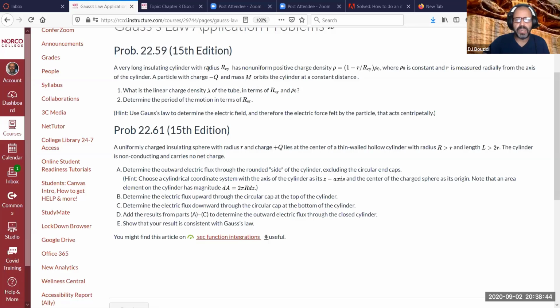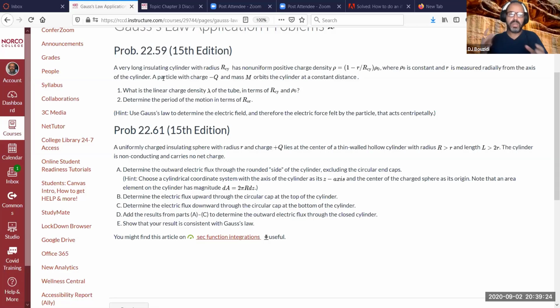So, a very long insulating cylinder with radius R cylinder has a non-uniform positive charge. You see, this is not a uniform charge. This is not like what I did earlier where you take a rho outside of the integral and I'm done with it. No, this rho depends on how far you are from the center of the cylinder. So this rho matters now. It's positive, they tell us, of density rho equals to this, and it depends only on how far you are from the central axis of the cylinder, okay? Well, rho naught is positive, I mean, is constant, and R is measured radially from the axis of the cylinder.